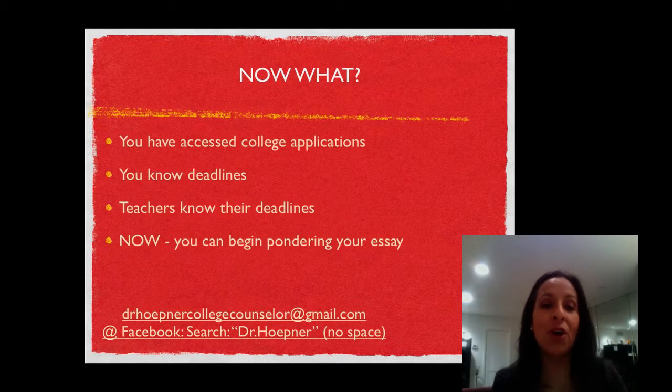Okay, so now that you have accessed college applications, we've done a few things. We have figured out what your UC CSU GPA is. We have figured out if you're UC or CSU eligible, one or both. We have looked at how to research schools, and we have looked at how to find applications. So now that you have done all of that, you know what the deadlines are, and the teachers know what their deadlines are. Now you can begin pondering your essay, and this is really my favorite part.